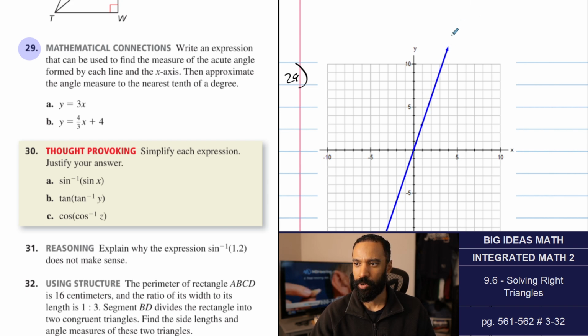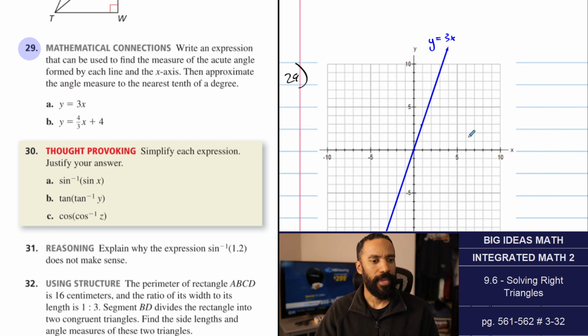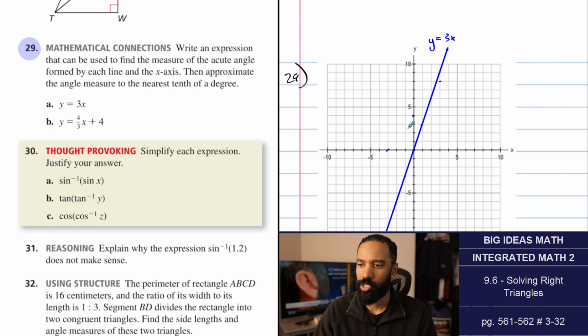This will be y equals 3x. Let's do y equals 4/3 x plus 4. So rise 1, 2, 3, 4, 1, 2, 3, and 1, 2, 3, 4, 1, 2, 3. Okay, so with the x-axis, I really just need this triangle.